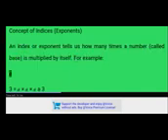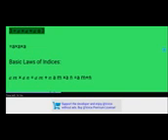Concept of indices, exponents. An index or exponent tells us how many times a number, called the base, is multiplied by itself. For example, a cubed equals a times a times a.